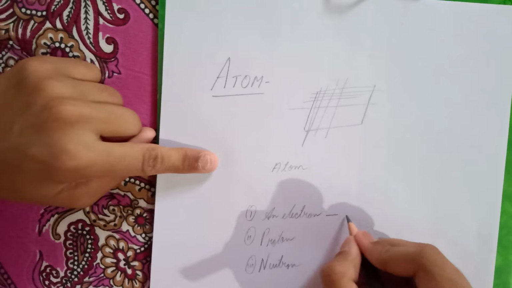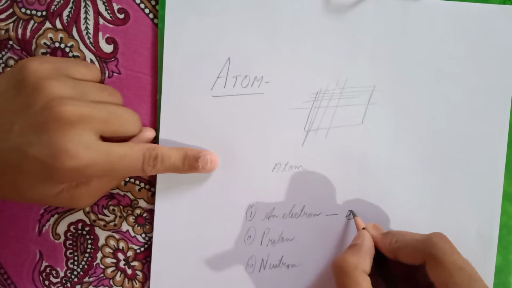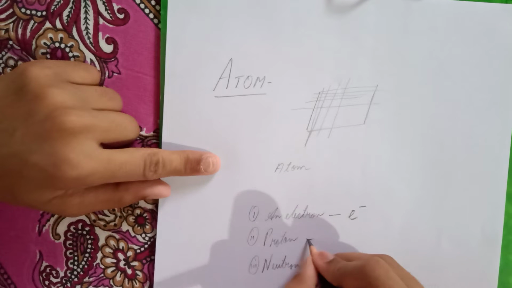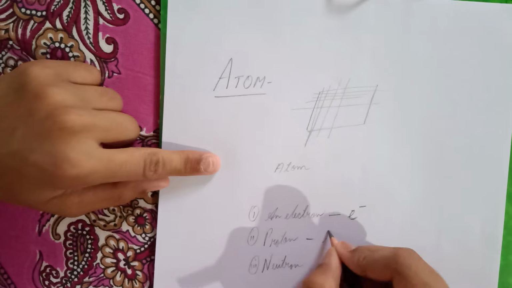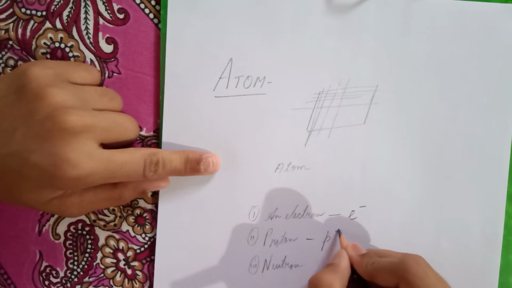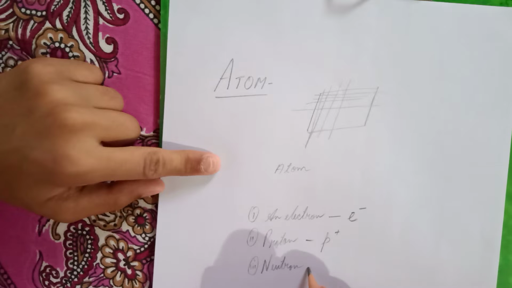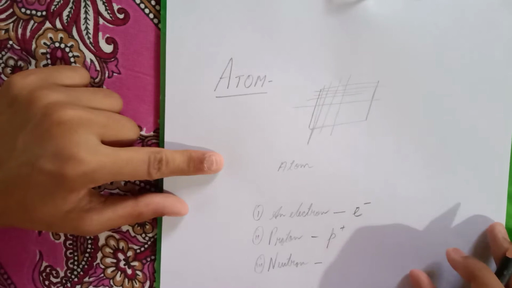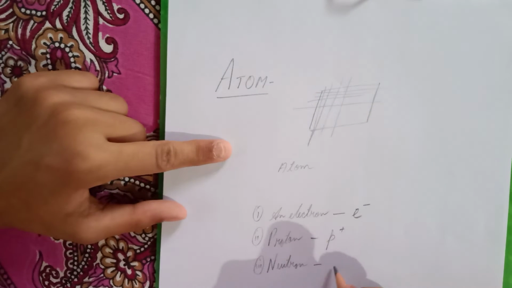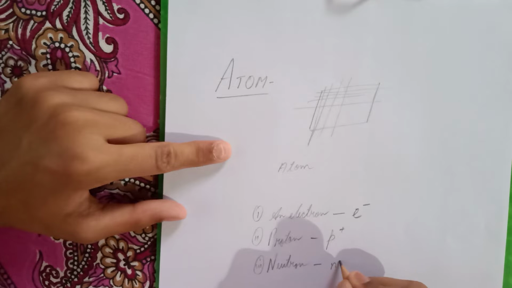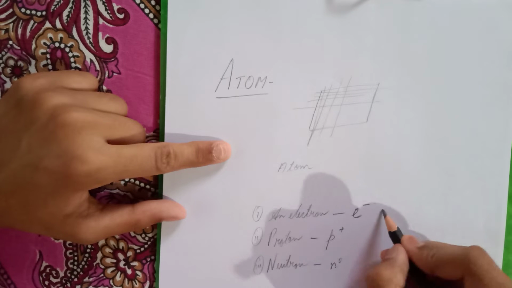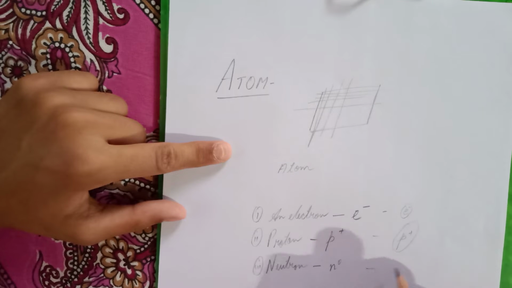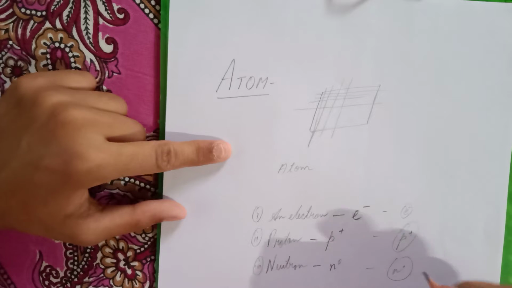An electron has a negative charge and is represented by the letter e with a negative sign or minus sign on top. A proton has a positive charge, represented by the letter p with a positive sign or a plus sign on top. And then comes the most important, but the one that has been hardest to discover: the neutron, represented by the letter n. That's how you write proton and neutron.